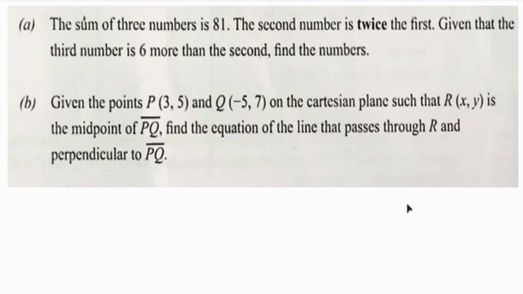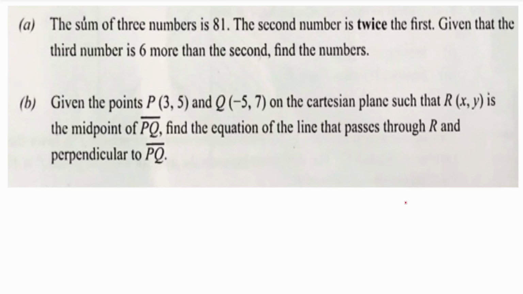Let's look at this question. The A part says that the sum of three numbers is 81. The second number is twice the first. Given that the third number is 6 more than the second, find the numbers.